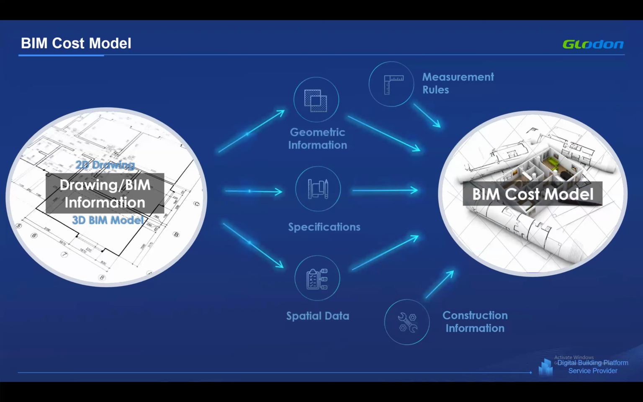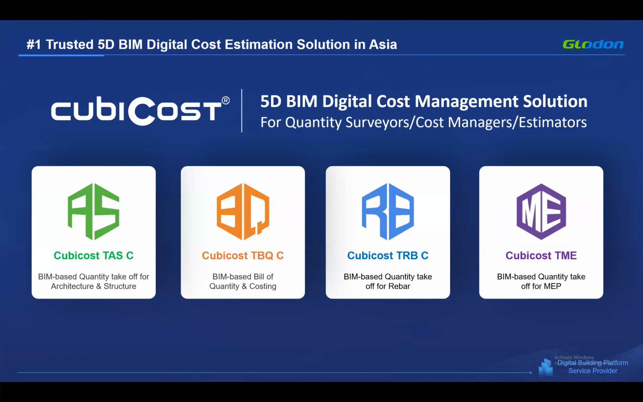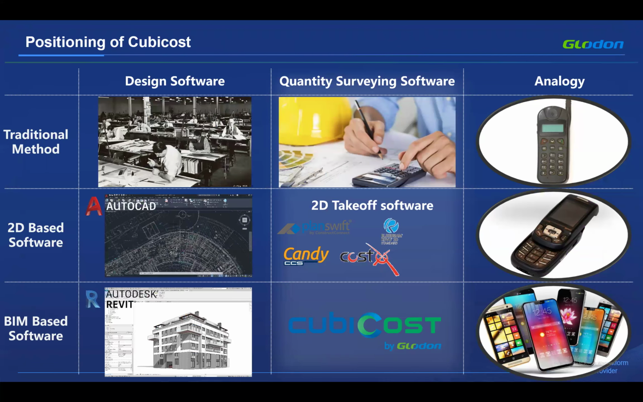And this is the logic of our Global software. If you have a 2D drawing, 3D model, or even a JPG picture, you can import all those files into our software. And we can use measurement rules and a lot of construction information in order to create this BIM cost model. After that, we can extract all the quantities. First step is read the drawings, then we can generate the cost model. After that, we can generate all the reports. We have four individual software: TES for structural and architectural measurement, TBQ for BOQ preparation, TRB for reinforcement quantification, and TME for MEP measurement. So this is the logic.